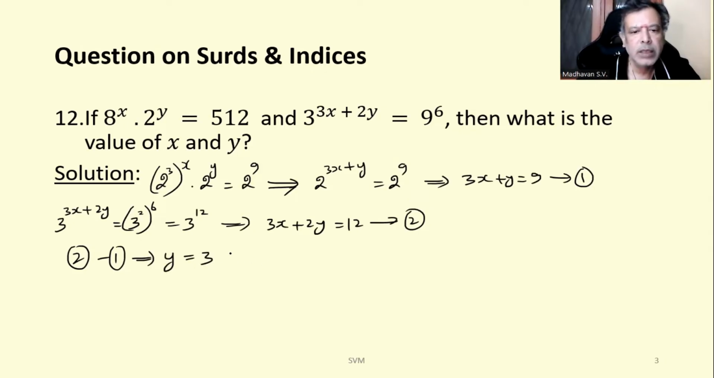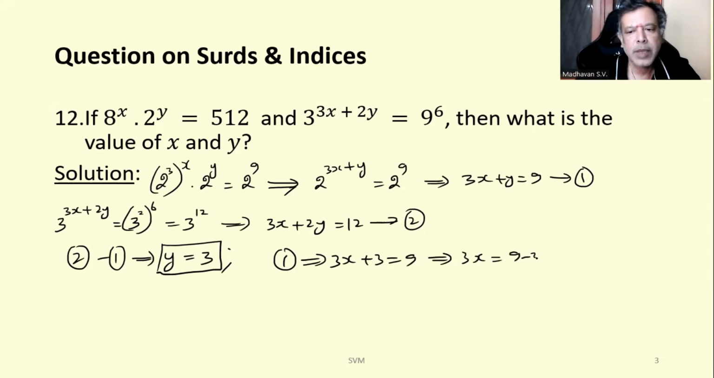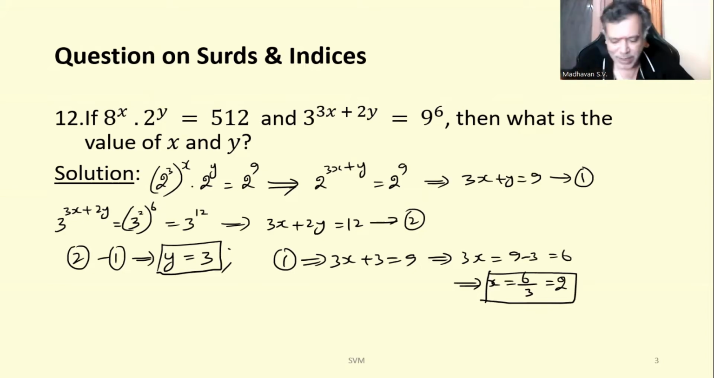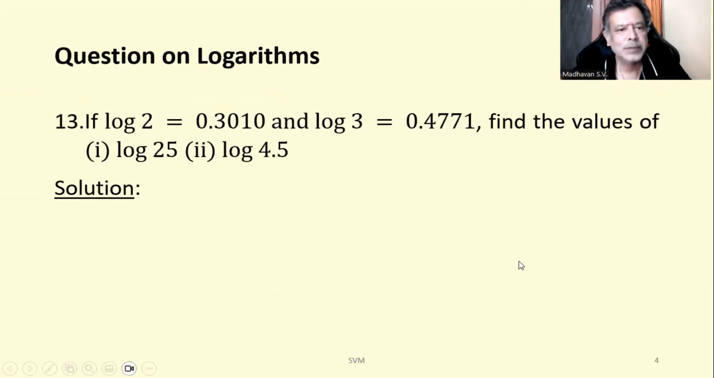Now we got y. Now let us substitute this y in first equation. 3 times x plus 3 equal to 9, which means 3x equal to 9 minus 3, which is 6. Therefore, x is equal to 6 by 3, which is 2. So our x value is 2, y value is 3. So let us move on to the next question.